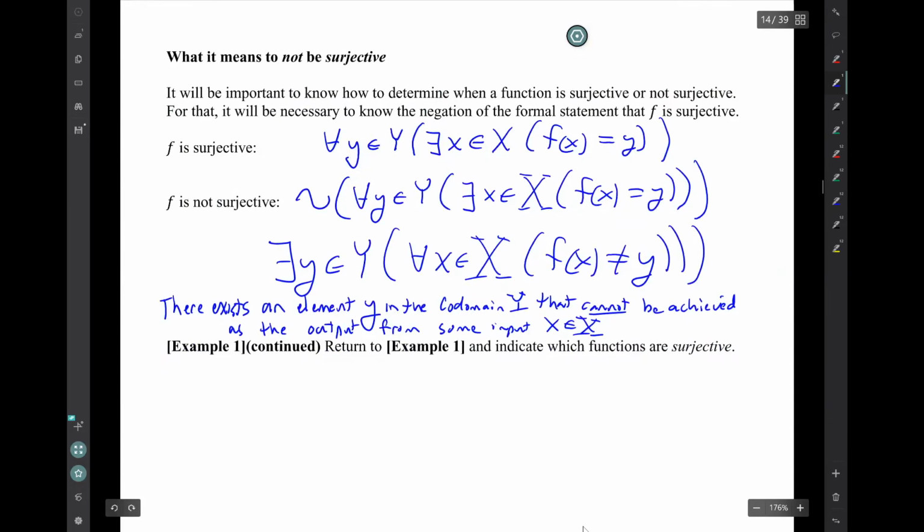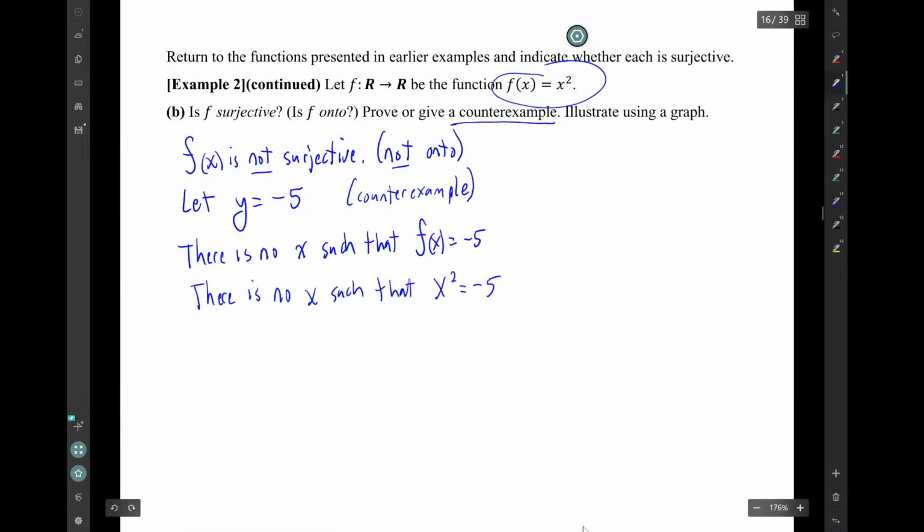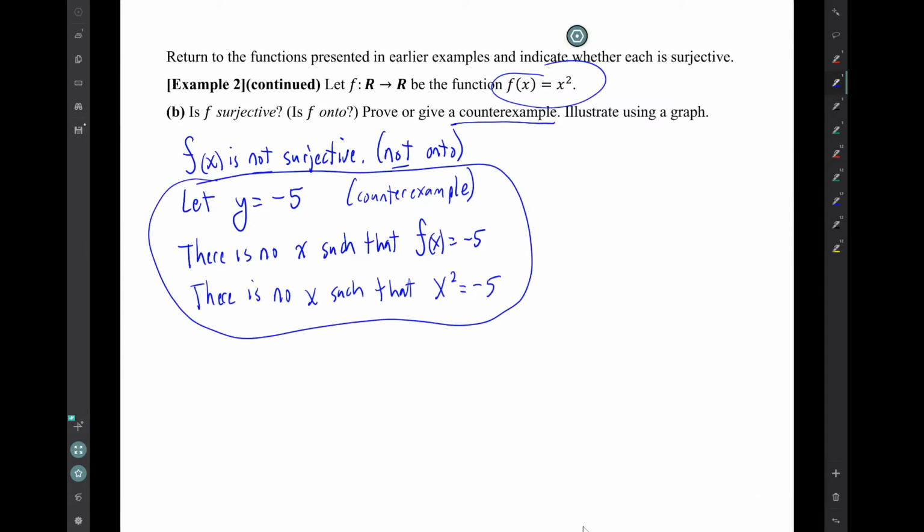The statement that f is not surjective is this existential statement. There exists a y in the set capital Y such that there is no x that can be used as input to give that y as output. So we prove that something is not surjective by just giving an example of a number that's in the codomain that cannot be achieved as the output for any input.